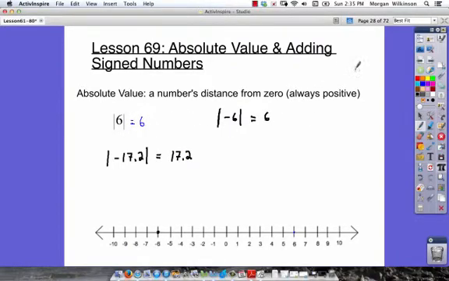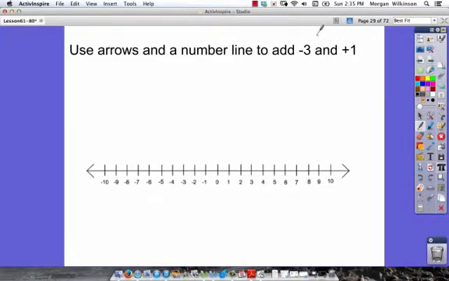Let's look at a few examples with adding signed numbers. What we want to do is use arrows in a number line to add negative 3 and positive 1. So if we're looking at negative 3, well, that's backwards to the left from 0. So what we're going to do is start out from 0, then go backwards negative 3 units. So we end at the negative 3.